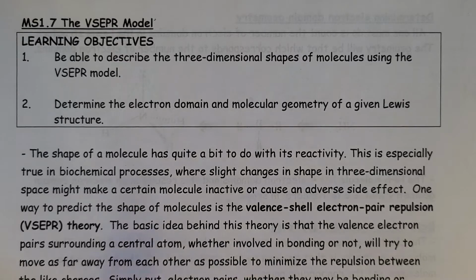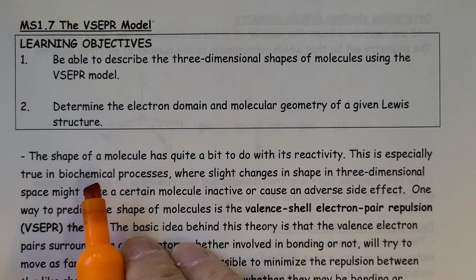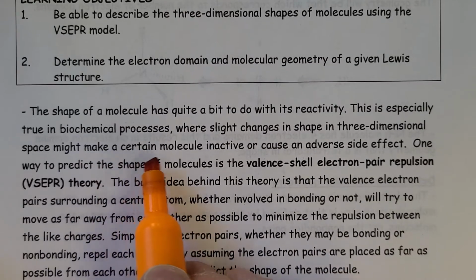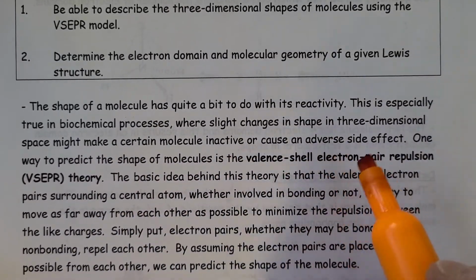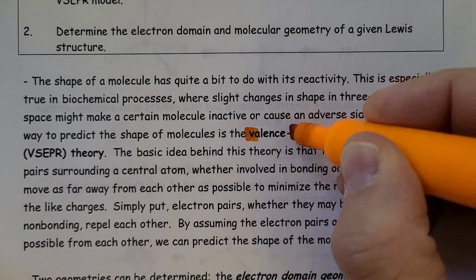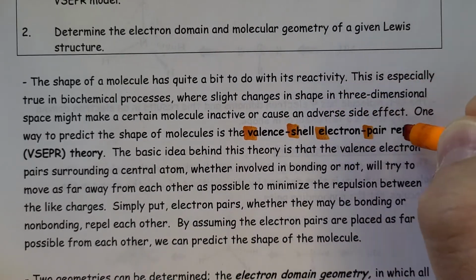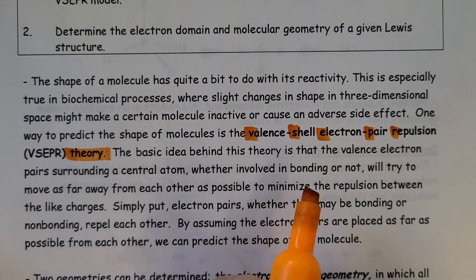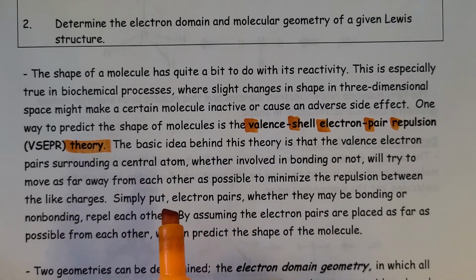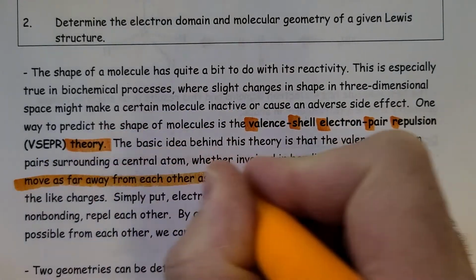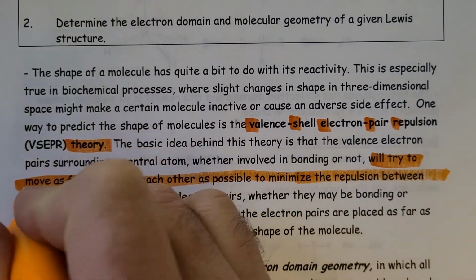The shape of a molecule has quite a bit to do with its reactivity. This is especially true in biochemical processes, where a slight change in the shape in three-dimensional space might make a certain molecule inactive or cause adverse side effects. One way to predict the shape is using the valence shell electron pair repulsion theory or model. The basic idea behind this theory is that the electron pairs surrounding a central atom, whether involved in bonding or not, will try to move away as far as possible from each other to minimize repulsion.